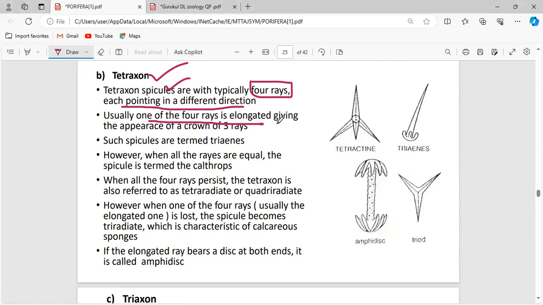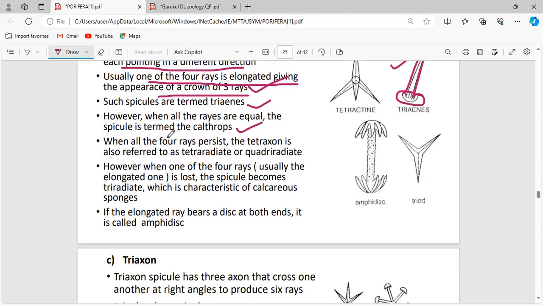Usually, one of the four rays is elongated, giving the appearance of a crown of three rays. Such spicules are called triaenes. One of the rays is elongated, giving rise to the appearance of a crown for the three rays. That is why this structure is called triaene. Clear? However, when all the rays are equal, the spicule is termed a calthrops.